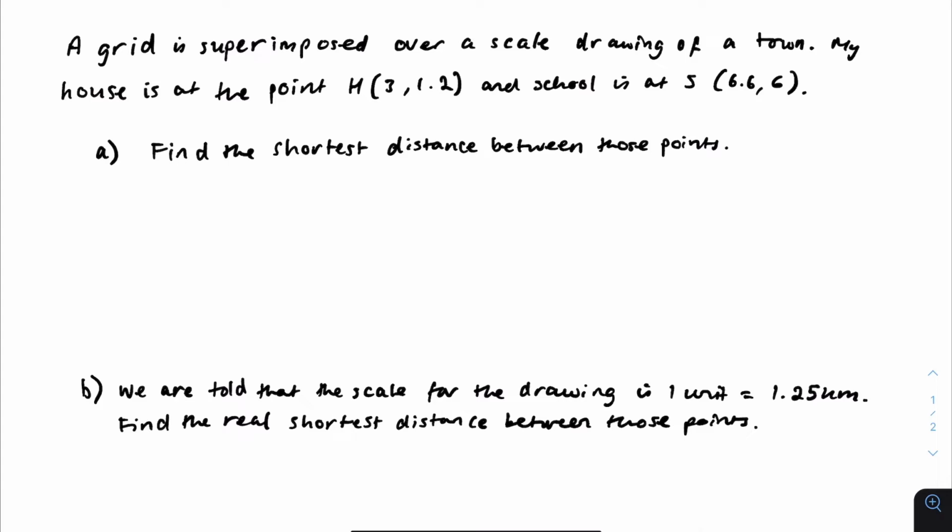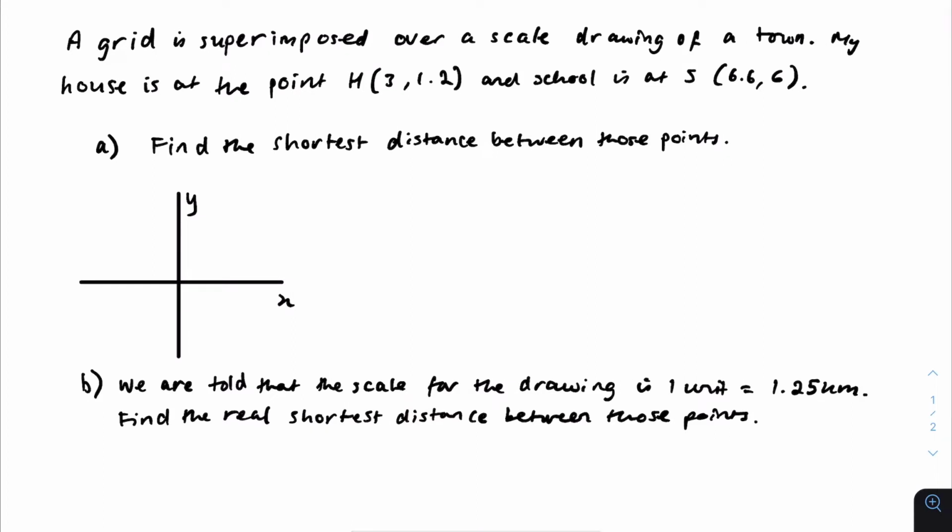So if we draw a normal Cartesian plane, where we have the x and y axes, then (3, 1.2) will be 3 units across and 1.2 up, which is going to be about here. And then (6.6, 6) will be 6.6 units to the right, and then 6 units up. So we can say that's about there.